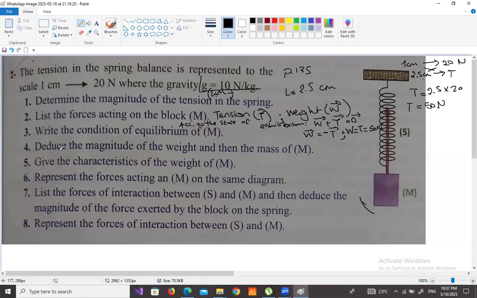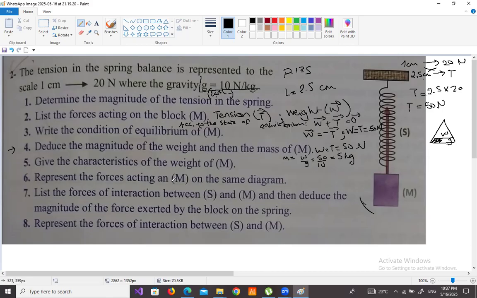Number 4, deduce the magnitude of the weight. We already did that. So W equals T equals 50 Newton. And then the mass. How do I deduce the mass? I will remind you with the triangle here. W is mass times G. So if you want to find the mass, you cover the M, so the mass is W over G. 50 divided by 10 is 5 kilograms. So the mass of the body M is 5 kilograms.